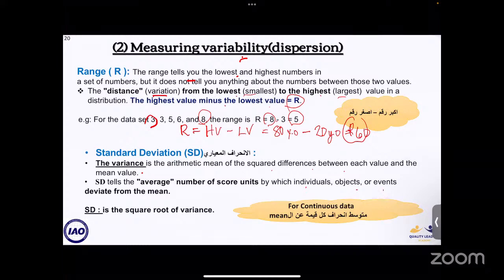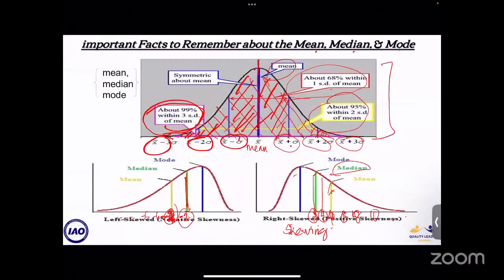So standard deviation is the square root of variance. Standard deviation is a continuous data. This measures how much the data deviates from the mean. As you can remember in here, how much the data deviates from the mean, because our center here, the mean, is in the middle. So this is our standard deviations. This one measures how much the data deviates from the mean.